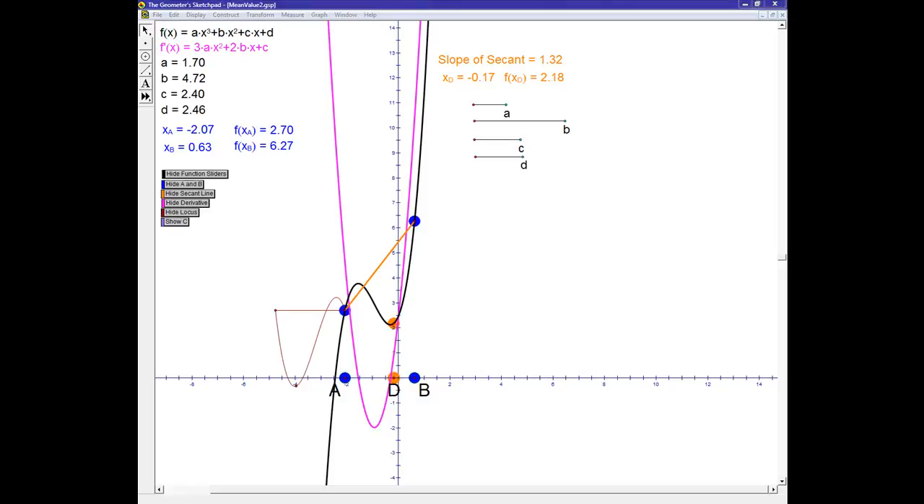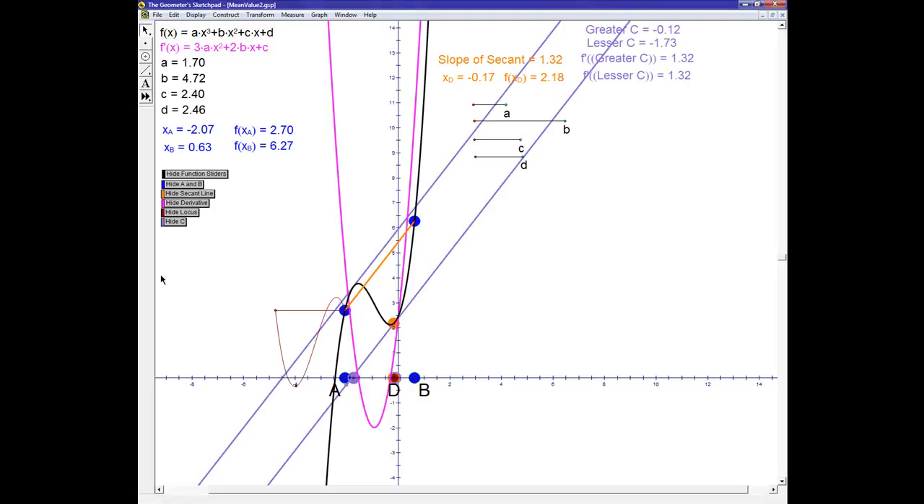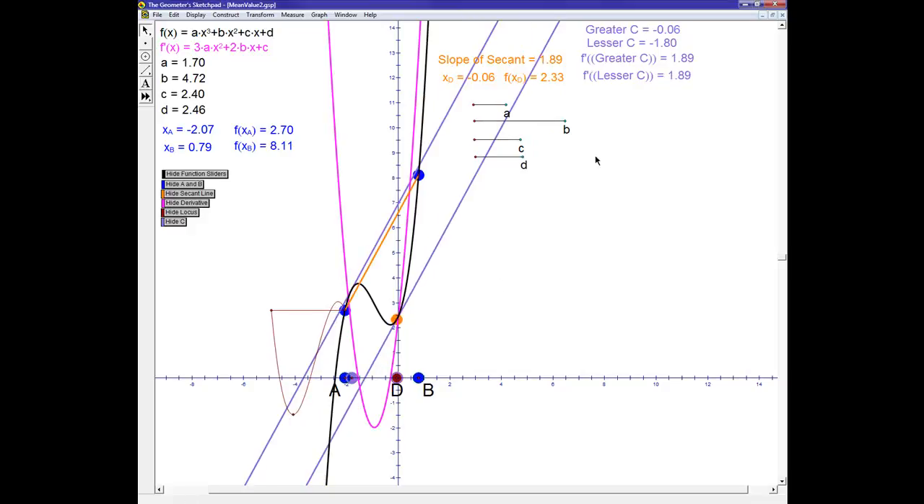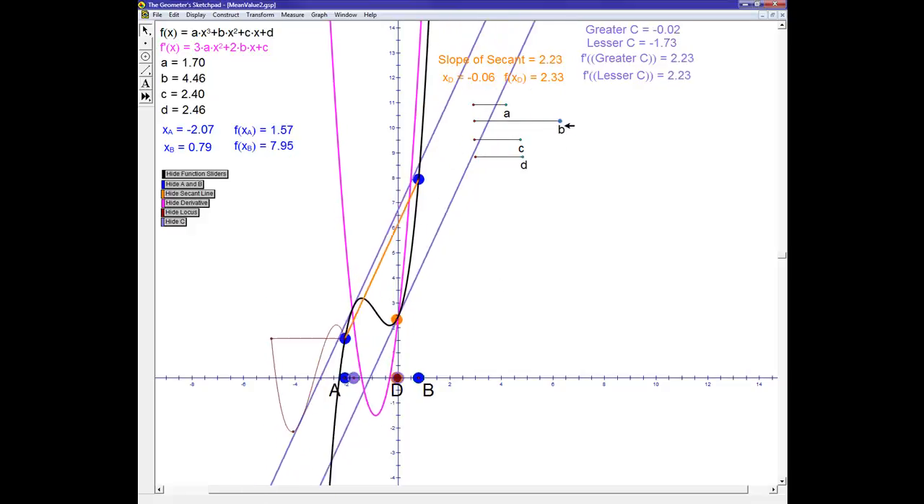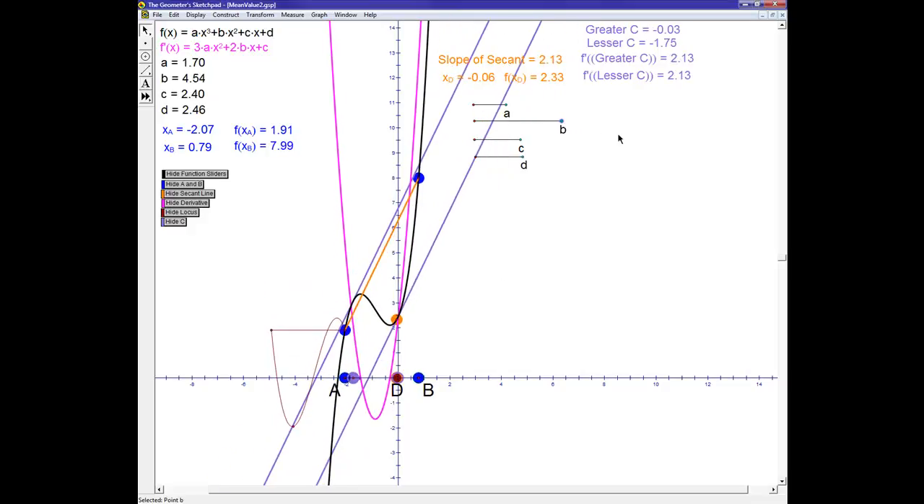Now that we have a good idea of what we're looking for, we should go ahead and solve for and graph c. Since the derivative is a quadratic, we get two values for c. You can see that we can move either a or b, or modify the original function. These each change the values that we get for c. But no matter what happens, f prime of either c is equal to the slope of the secant line.